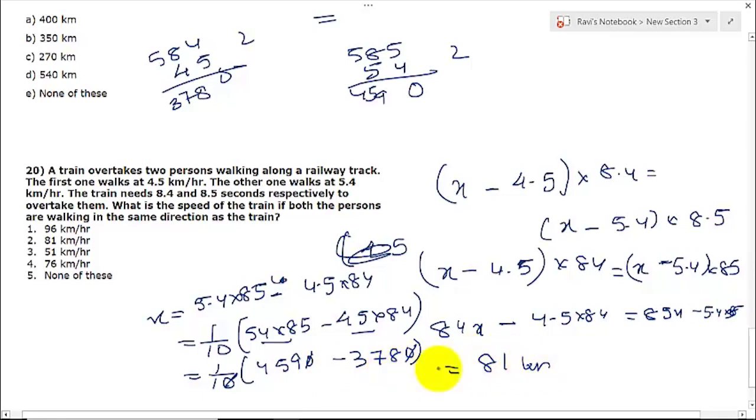So see, we have not done this calculation separately. All this has to be done in your mind. Once you develop this technique of doing it in your mind, you'll be able to solve the problem very fast. No need to do this calculation separately. So value would be 81, that is 20B.